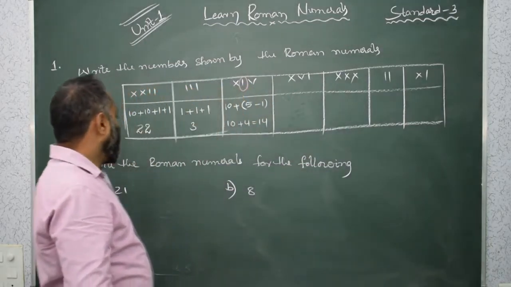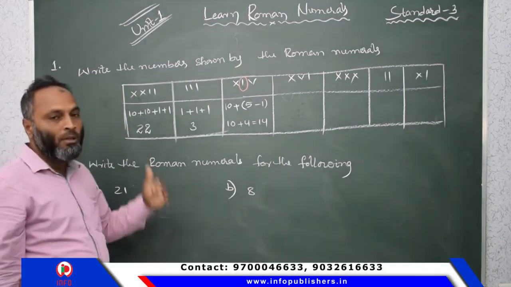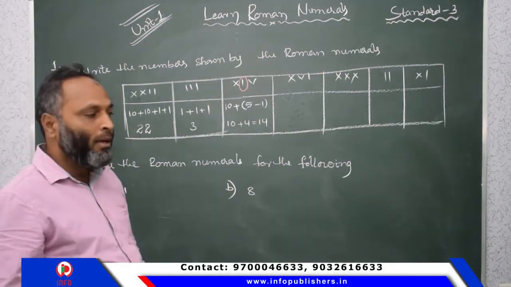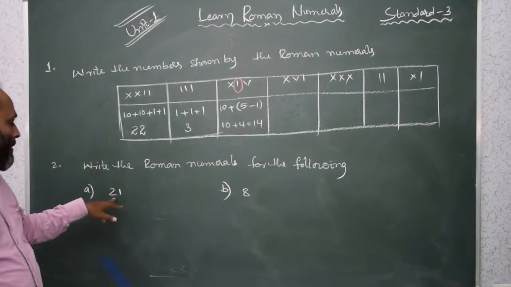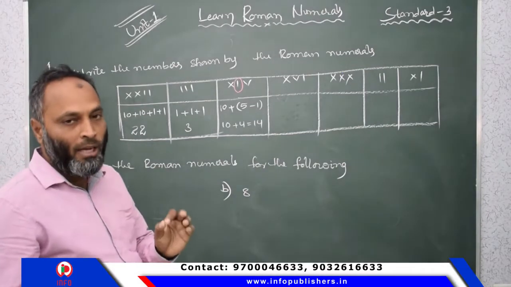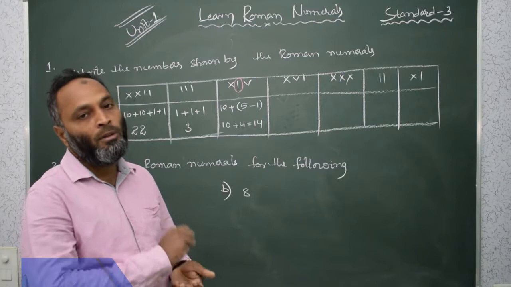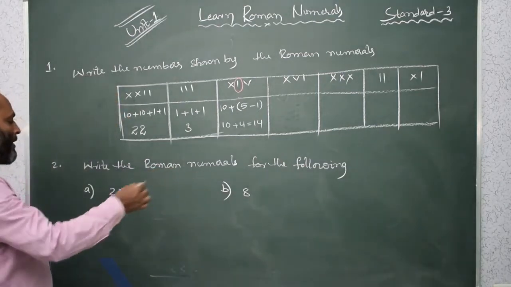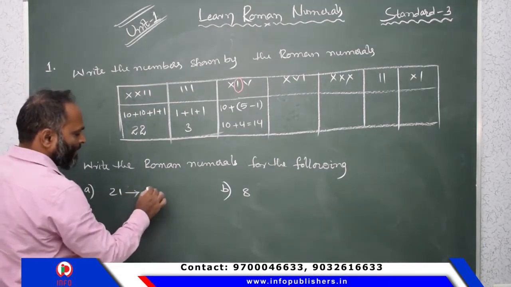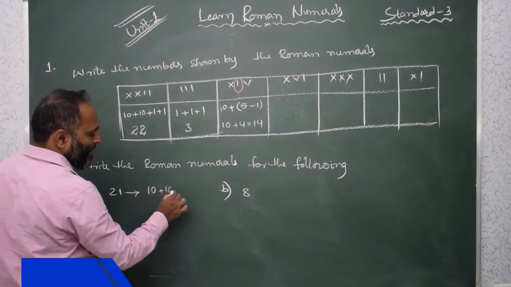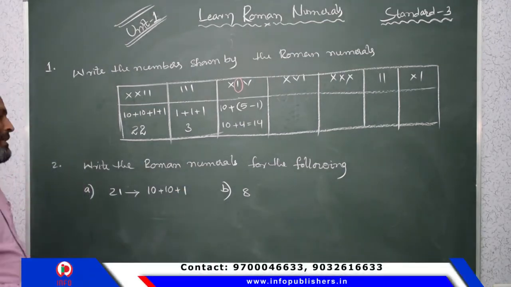Next, here Roman numerals are given, so we are converting Roman numerals into Hindu-Arabic numerals. Here, vice versa. One more question is given in the second question. Here a Hindu-Arabic numeral is given, so we have to convert the Hindu-Arabic numeral into a Roman numeral. Then how? 21 is given. How to take this 21? 10 plus 10, 10 plus 10 is 20. 20 plus 1, 21.